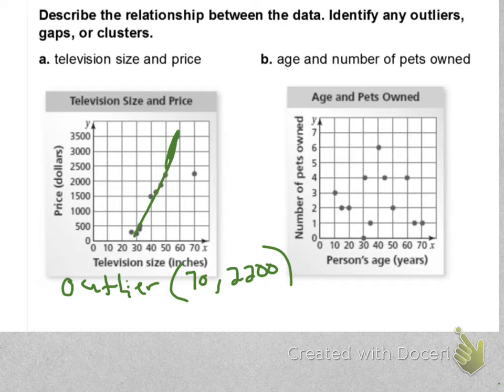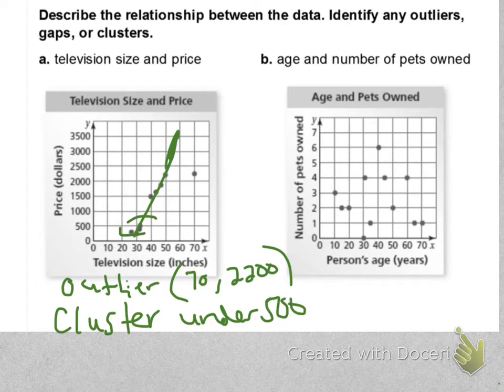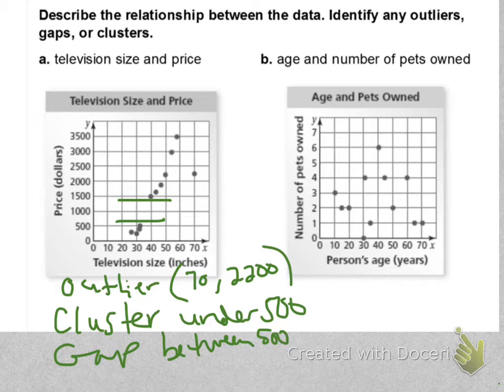Okay. Then we have a cluster where most of the points are right about there. So they're under 500. Okay, and the gap. Where do you see the gap? Let me erase this so you can see it. The gap is between 500 and 1,500. Between 500 and 1,500. Okay, so that's all for A.